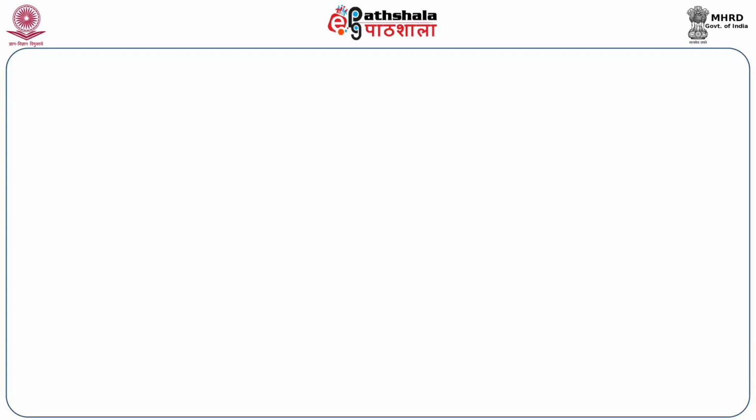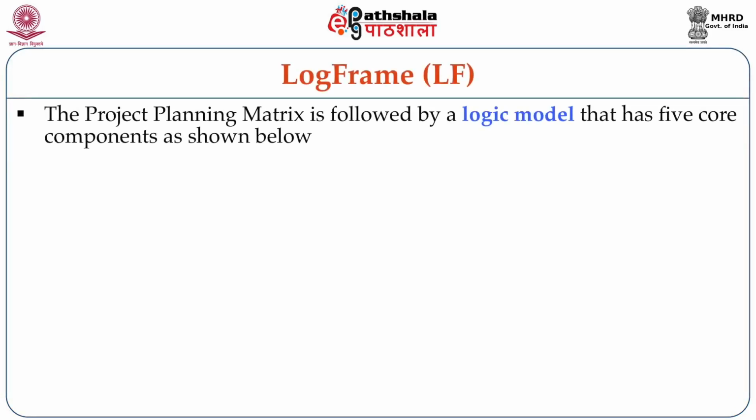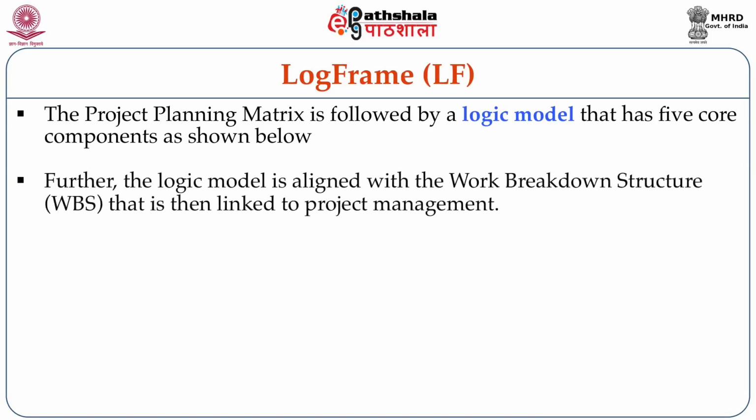The project planning matrix is followed by a logic model that has 5 core components. What are the 5 core components? Impact, outcome, output, activities and inputs. Okay. So further, the logic model is aligned with the work breakdown structure that is then linked to project management.